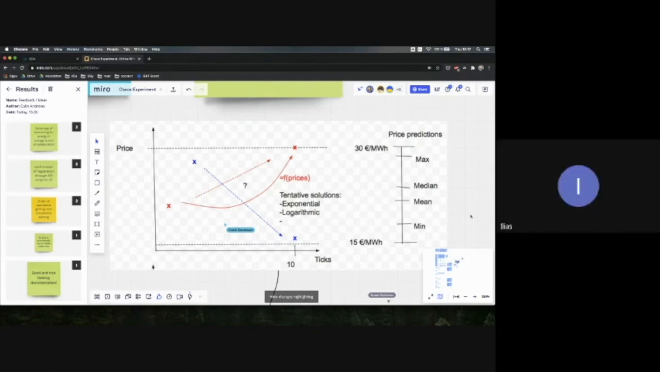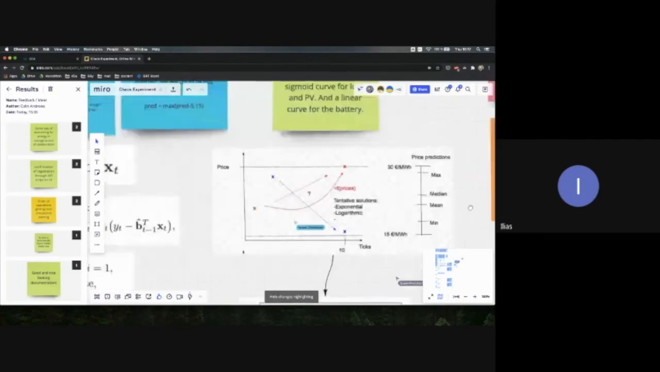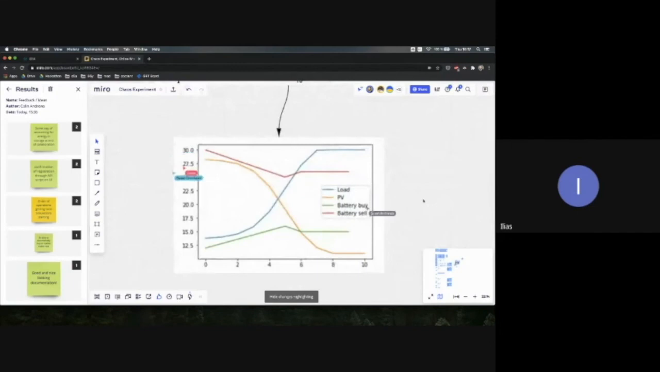And so if you focus on the figure below, we thought about exponential, logarithmic, but then we decided to go to a sigmoid function, which is the blue one for the load. So we start at the first tick at a very low price, almost close to the feed-in tariff, and then we gradually increase up to the grid fee. The opposite is for the PV production. We start almost from the grid fee, and we decrease down to the feed-in tariff.